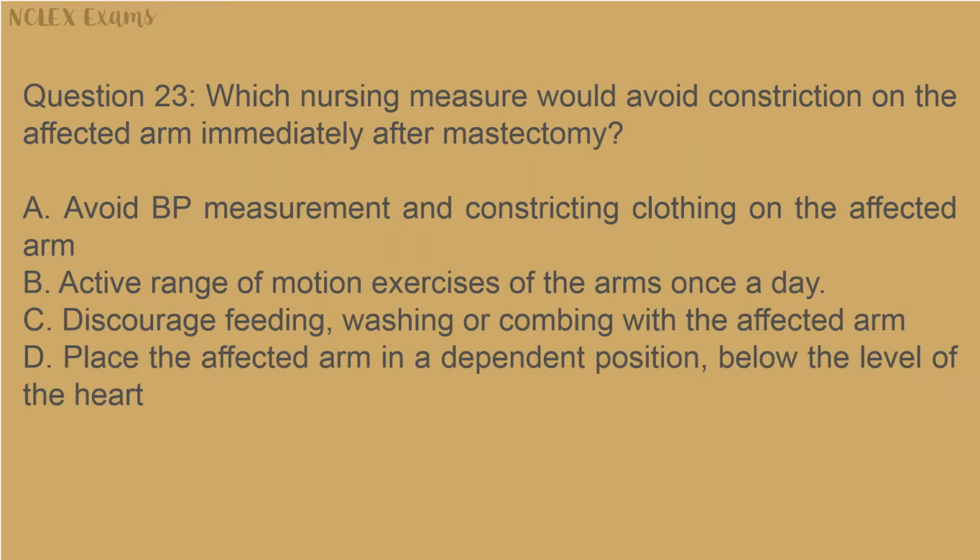Question 23. Which nursing measure would avoid constriction on the affected arm immediately after mastectomy? A. Avoid BP measurement and constricting clothing on the affected arm. B. Active range of motion exercises of the arms once a day. C. Discourage feeding, washing, or combing with the affected arm. D. Place the affected arm in a dependent position, below the level of the heart.